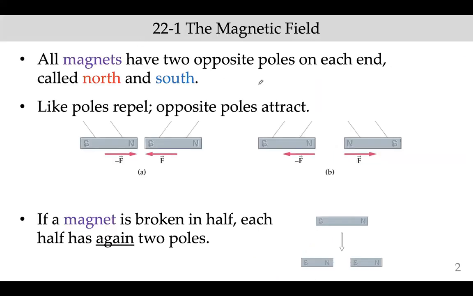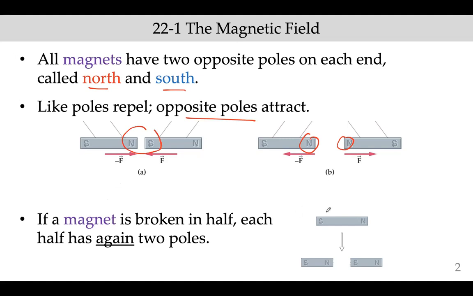All magnets have two opposite poles. I think you know this since elementary school. So all magnets have two poles called north and south. Like poles repel, so just like here, north and north or south and south, they repel each other. And the opposite poles attract each other, as you can see here.